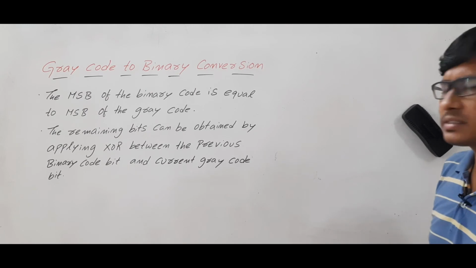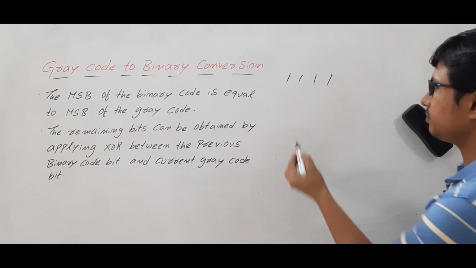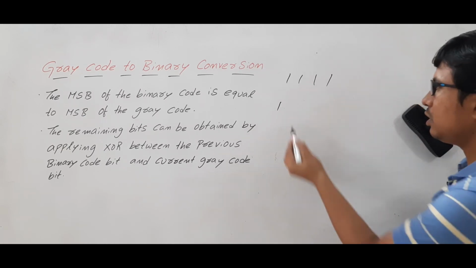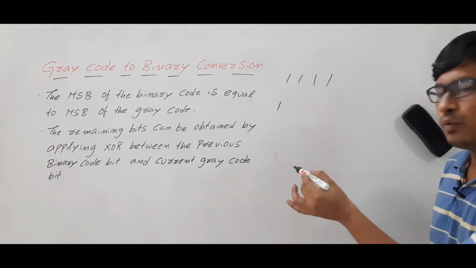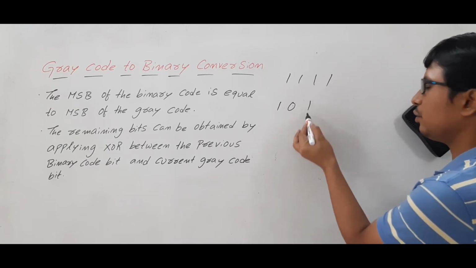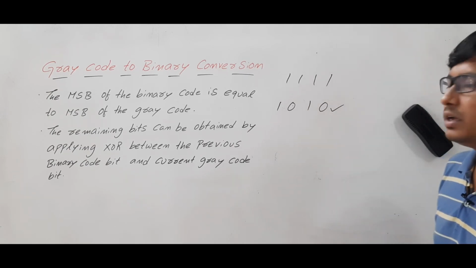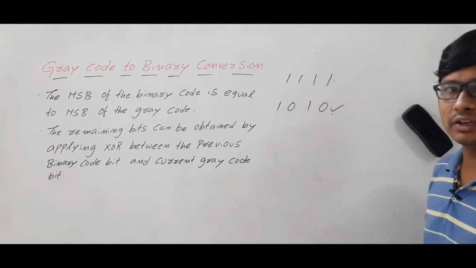Let me take all ones. We will find its equivalent binary code. Okay, 1 will be 1. 1 exclusive OR 1 is 0. 0 exclusive OR 1 is what? 1. 1 exclusive OR 1 is 0. So this is the equivalent binary code for the given gray code.